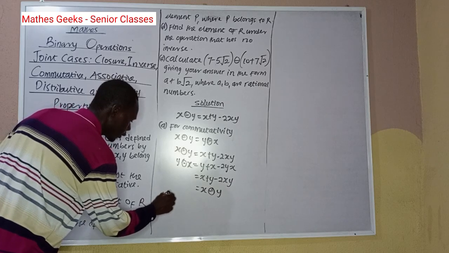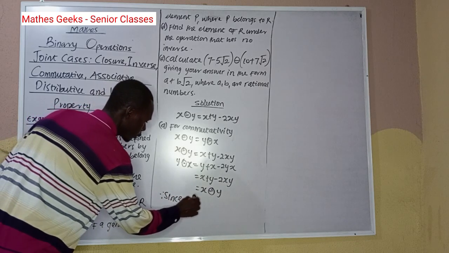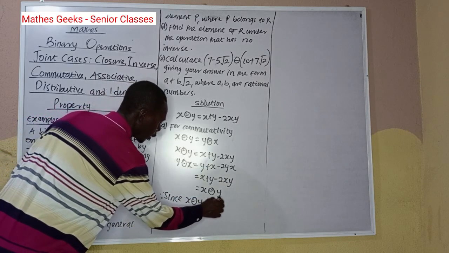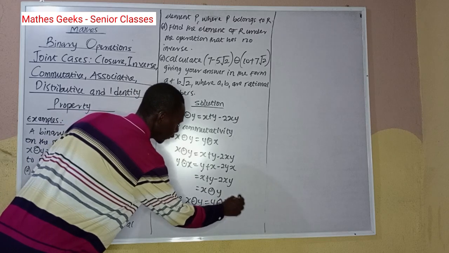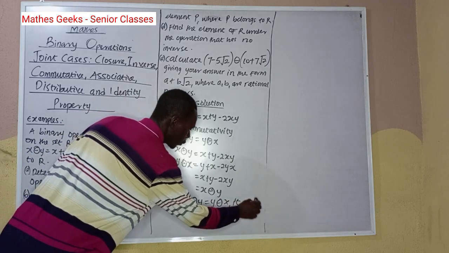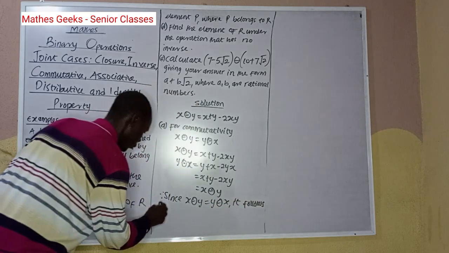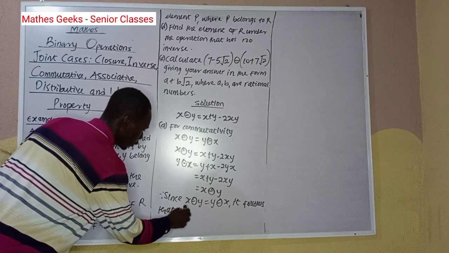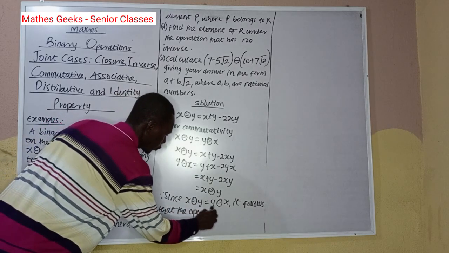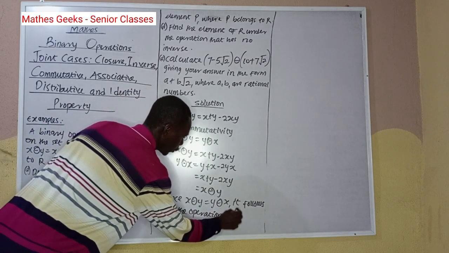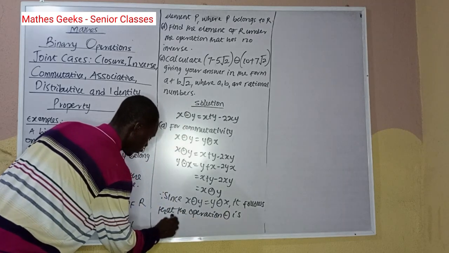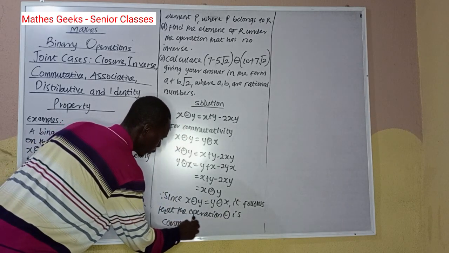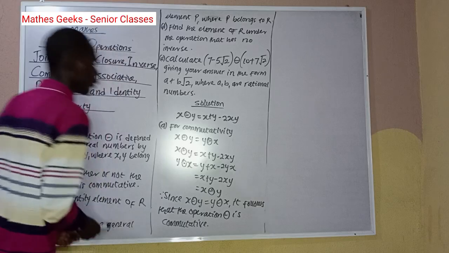So therefore, since x * y is equal to y * x, it follows that the operation is commutative.